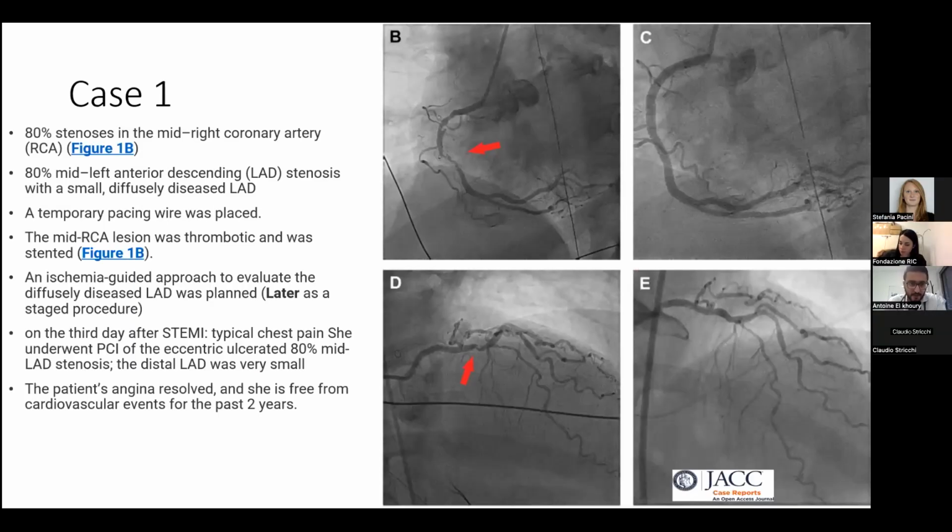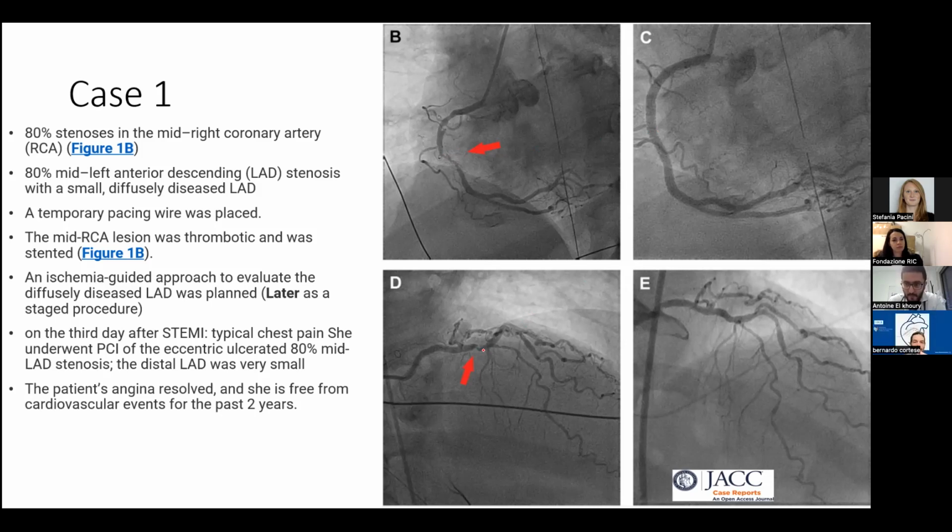So a coronary angiogram was done, and it showed, as you can see on figure B, on the red arrow, a severe lesion of the right coronary artery. I don't know if you can see the pointer. I will try. It's here, an 80% lesion of the right coronary artery. But we also have a lesion in the left anterior descending artery.